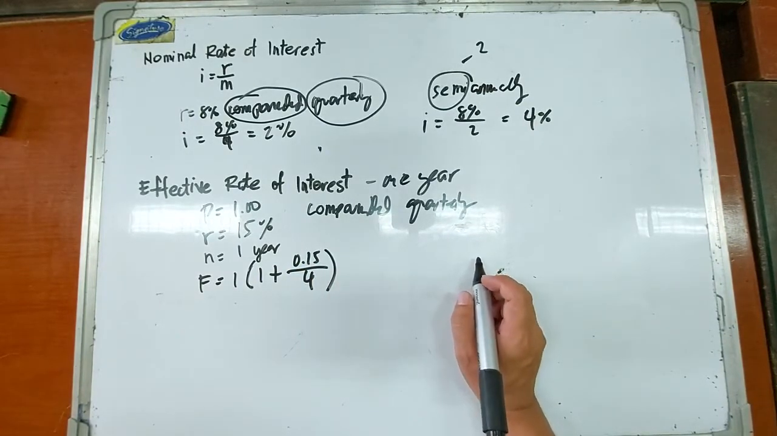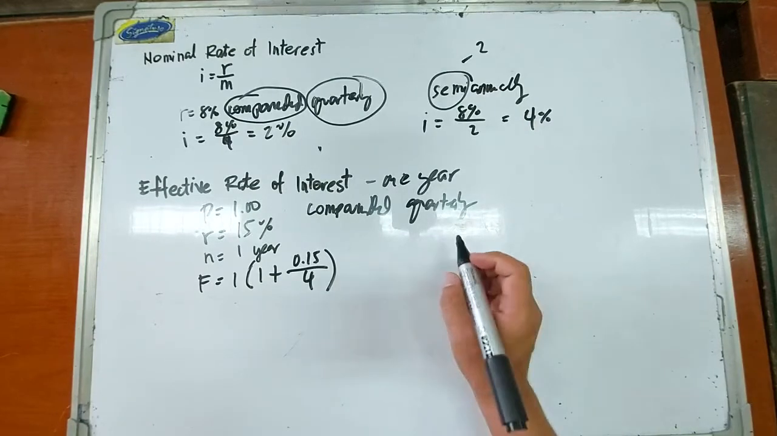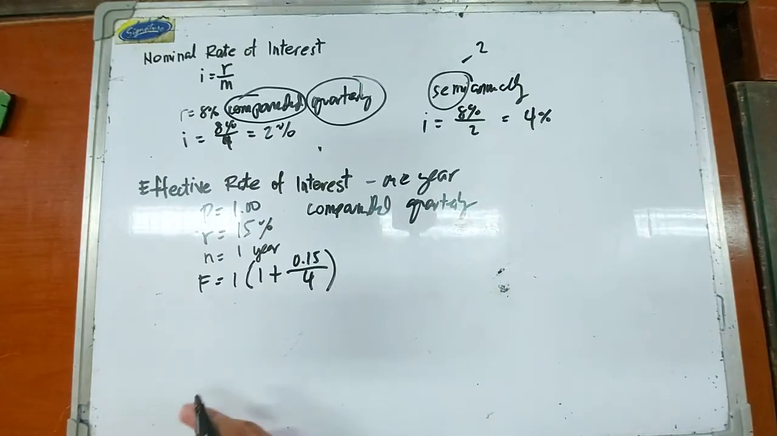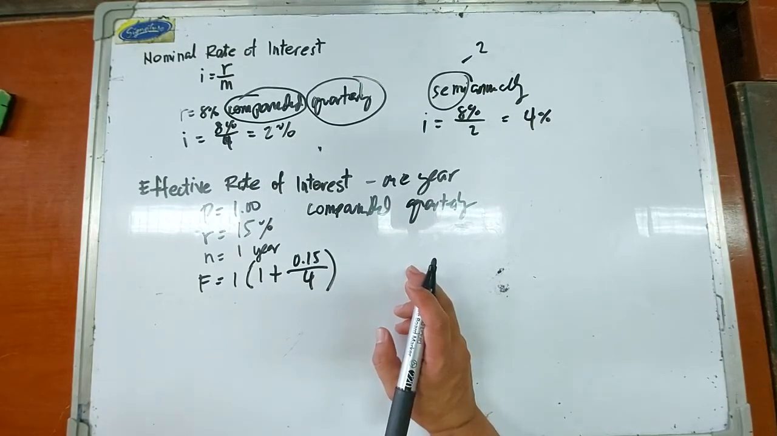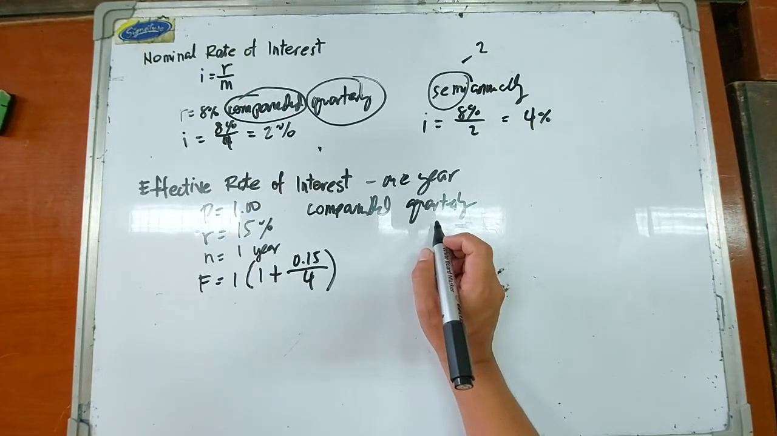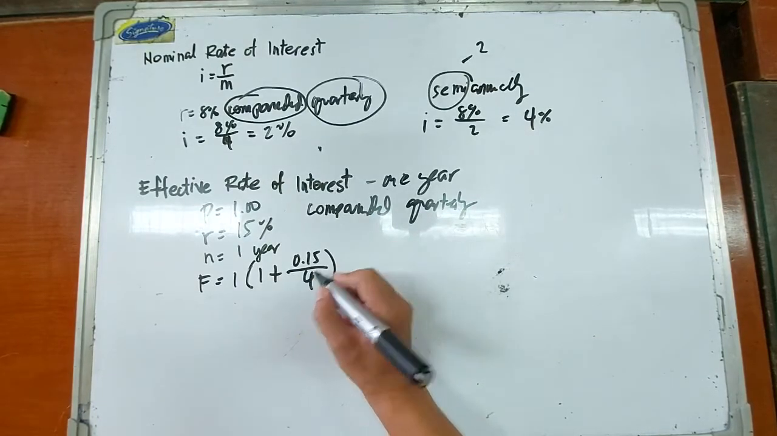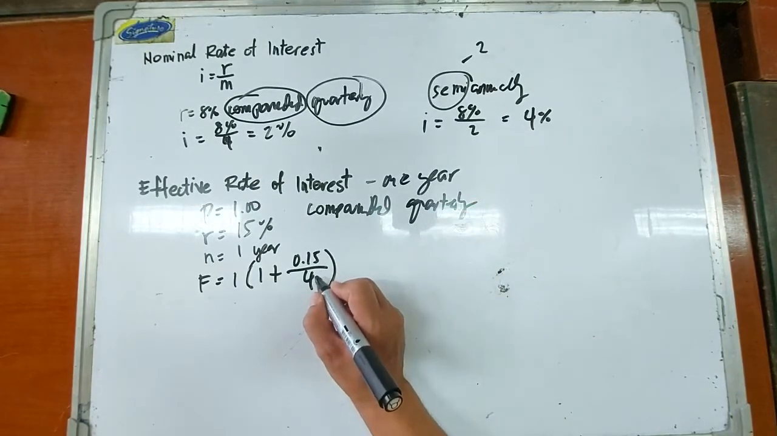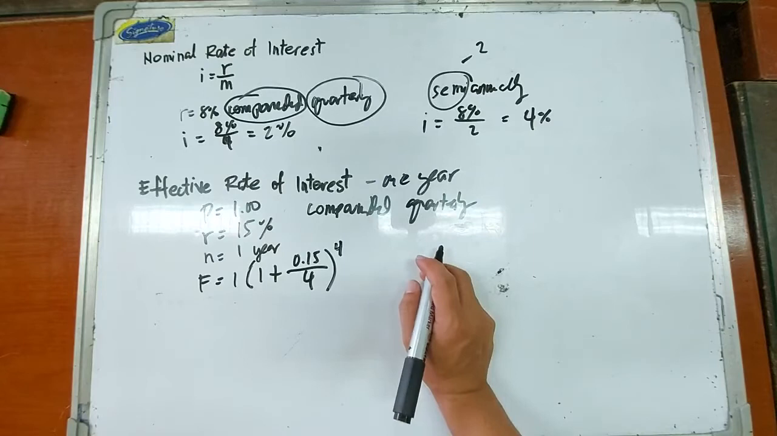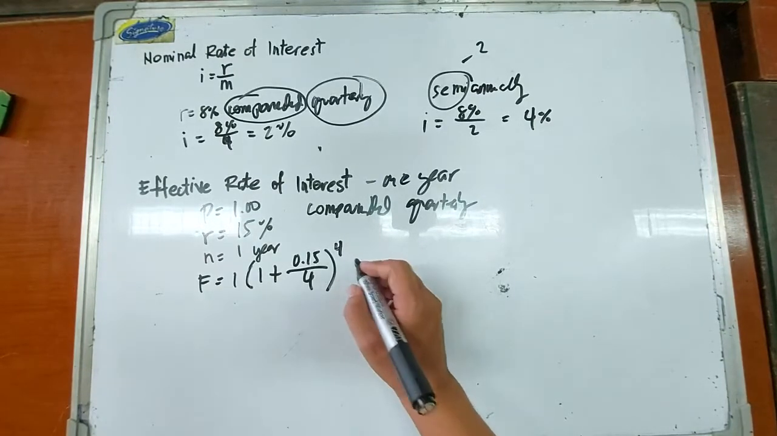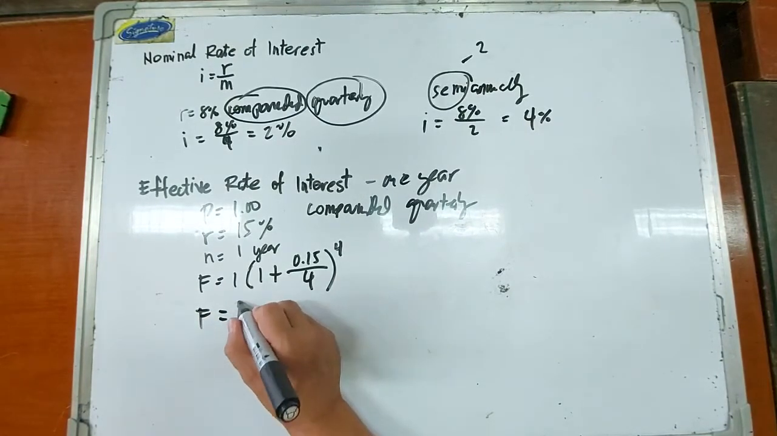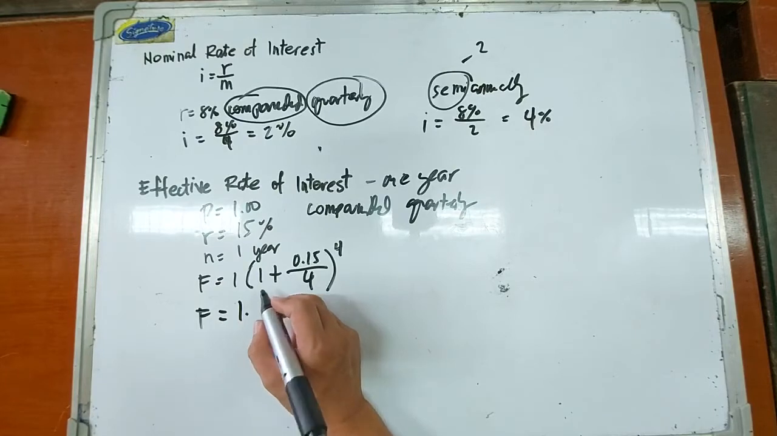And then the n here, the number of compounding, what is our n here? Okay, it would be 4. Since it is compounded quarterly in 1 year, that means our n is equal to 4. So F is equal to 1.1586.